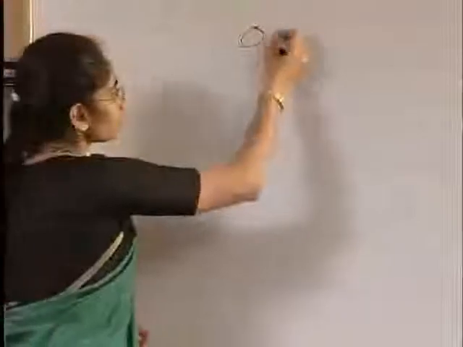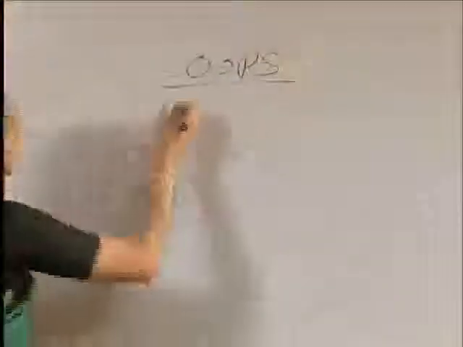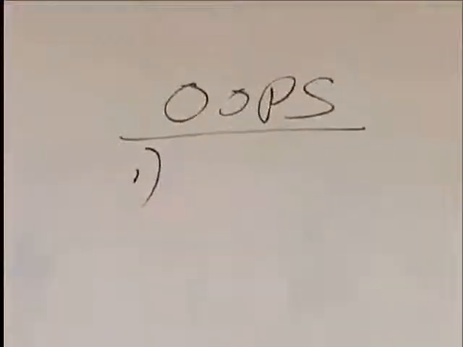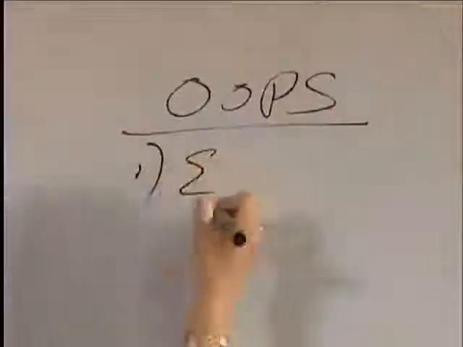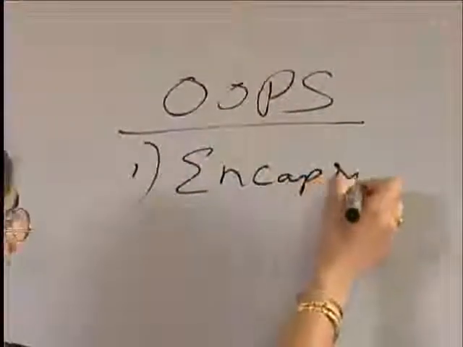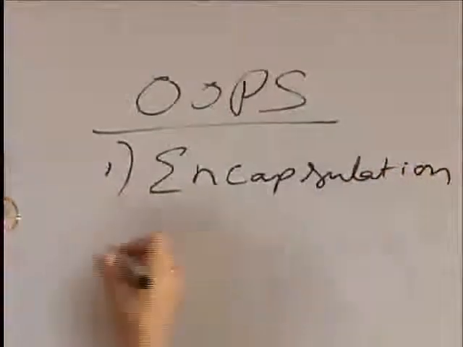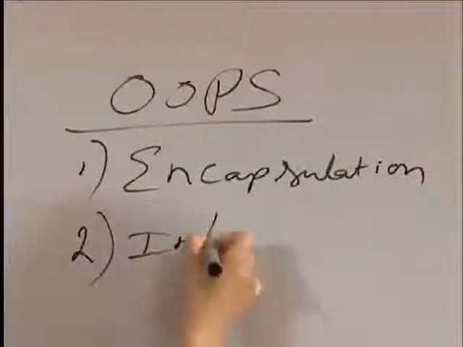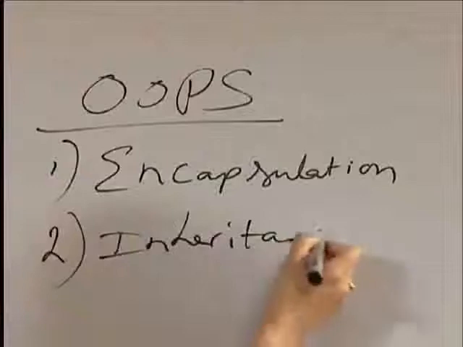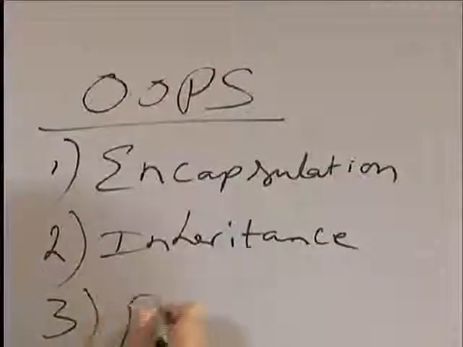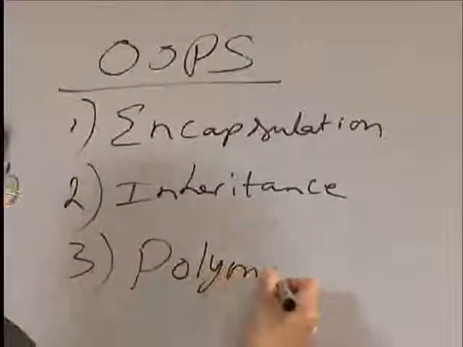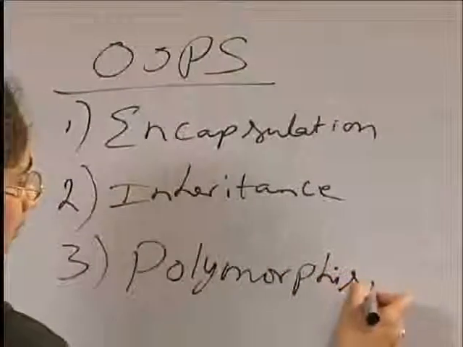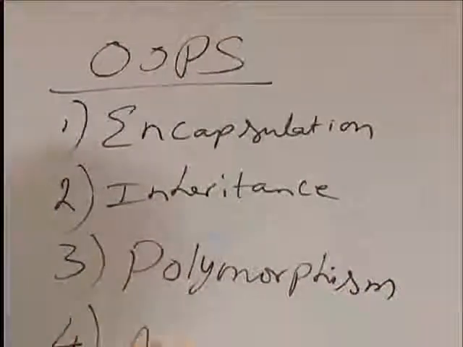So let's start off with OOPS concepts, as Java is an object-oriented programming language. So let's look at what the features of OOPS are. First of all, there are 4 features of OOPS. 1. Encapsulation. 2. Inheritance. 3. Polymorphism. And 4. Abstraction.